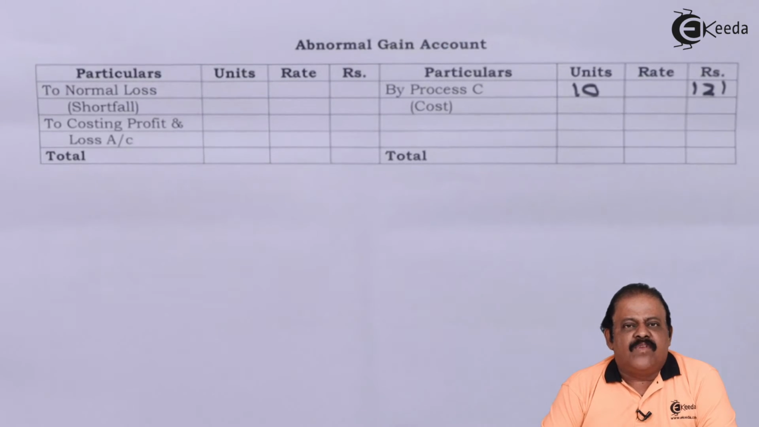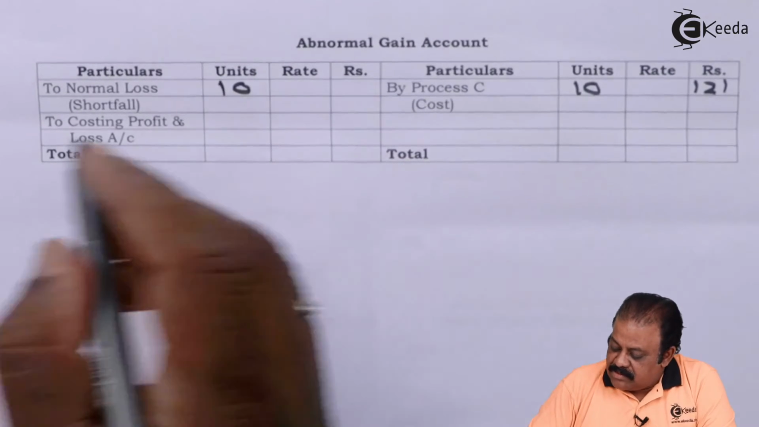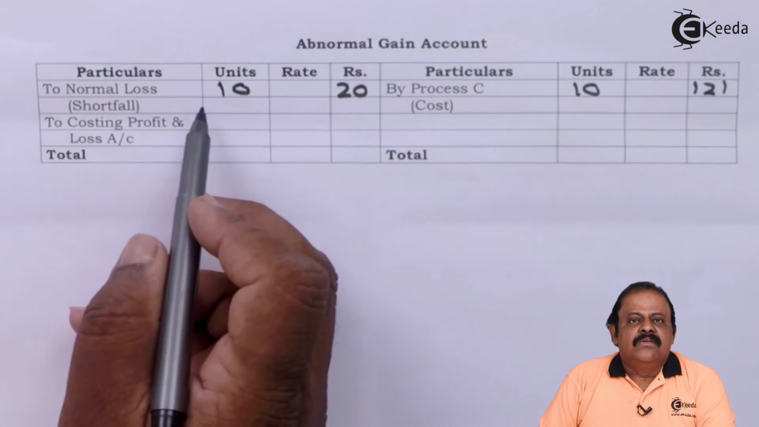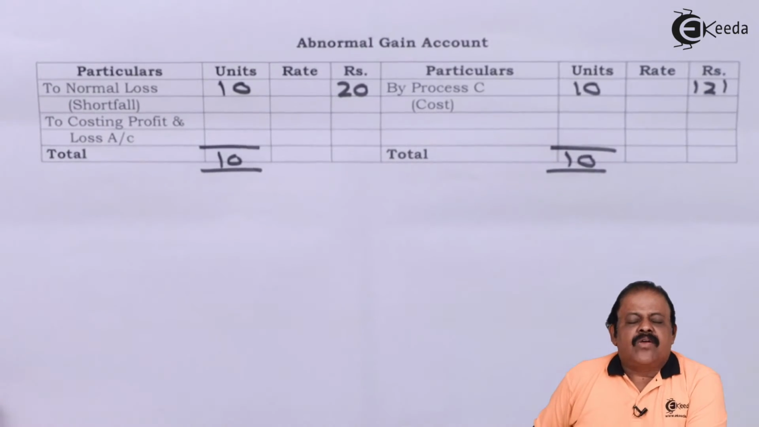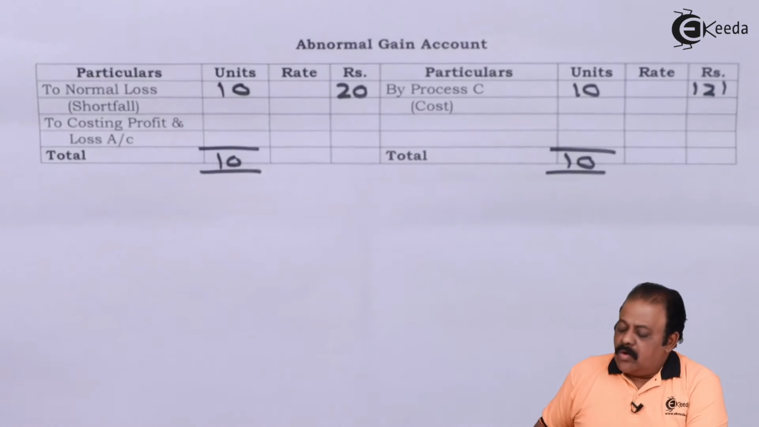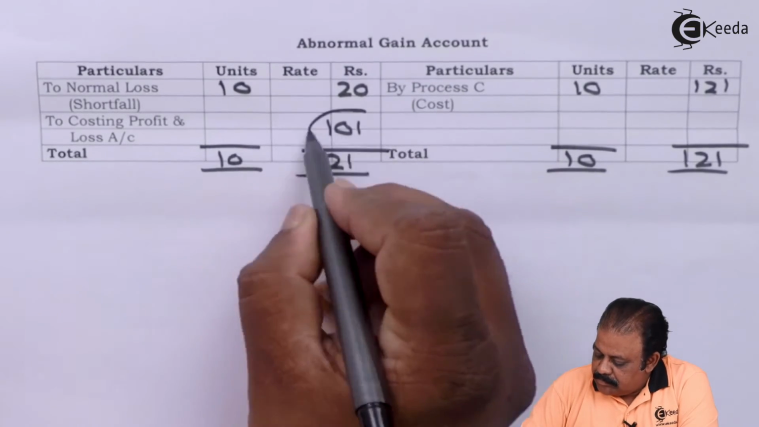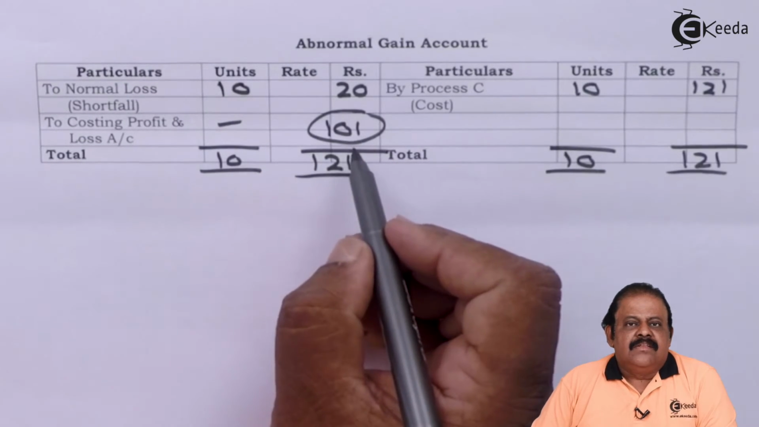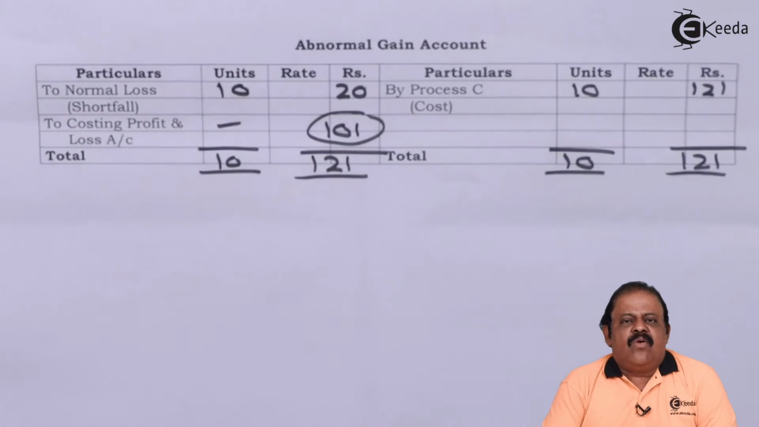So normal loss we have not obtained because there is an abnormal gain. So there will be shortfall of normal loss 10 units. Per unit scrap value is 2 rupees. So it will be 20 rupees. So that will be debited here to normal loss account. We will be closing this now. Unit column is closed. Now we will be closing the amount column. Here we got balancing figure on debit side, that is 101 rupees. This is profit which will be transferred to costing, profit and loss account. This is how we have learned how to prepare these accounts.